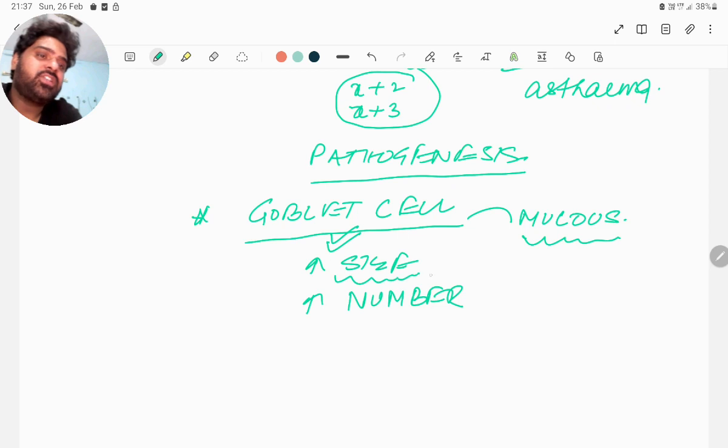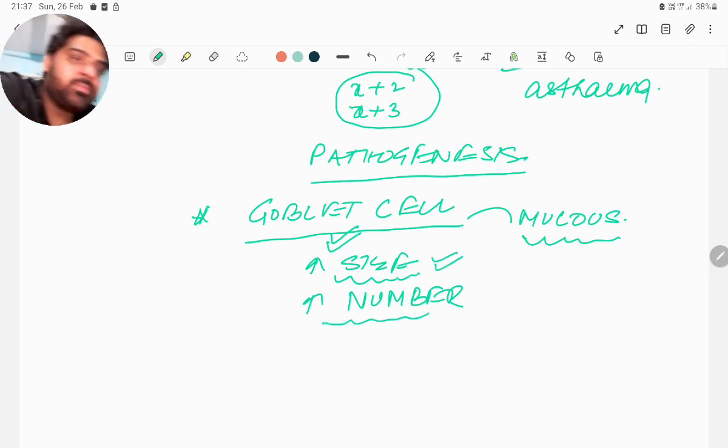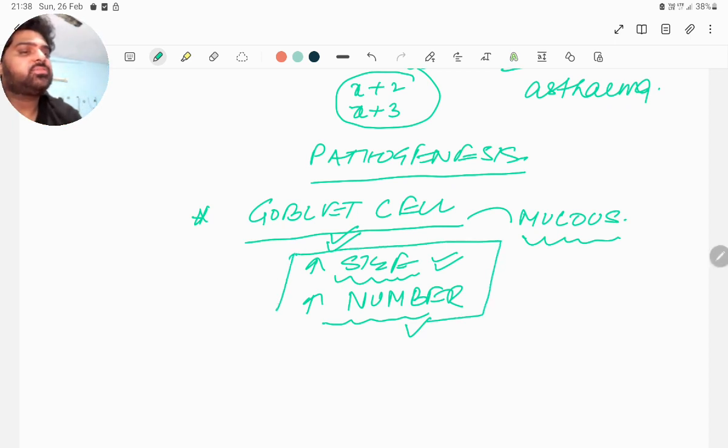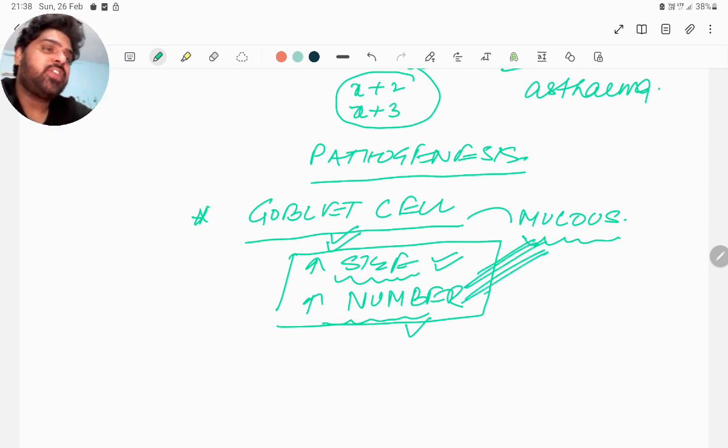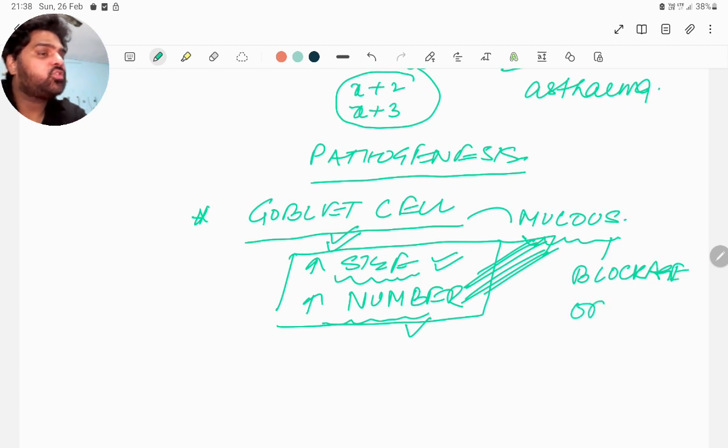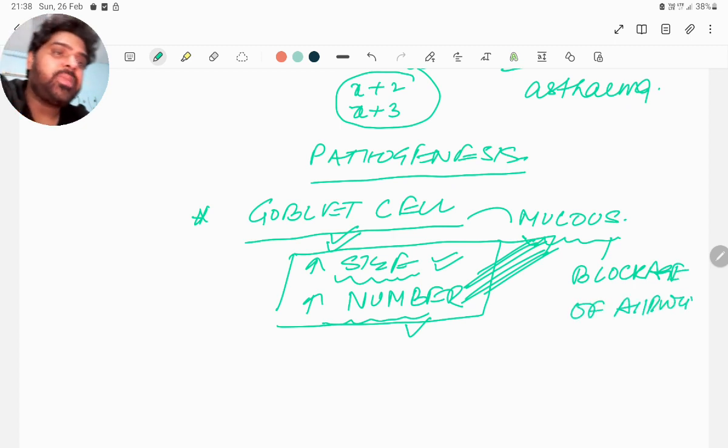Increase in number is hyperplasia, and there is also an increase in size. So size and number both are increased in the goblet cell. So there will be increased mucus production, and that will lead to blockage of the airway. When the airway is blocked, what will happen? The patient already has difficulty in expiration, and then there will be further blockage during expiration. So expiration will be more challenging for the patient to carry on. Therefore, increased mucus production is very disastrous for this patient.